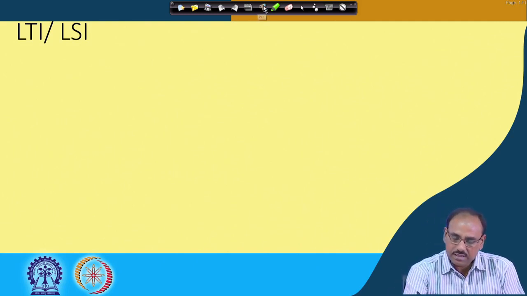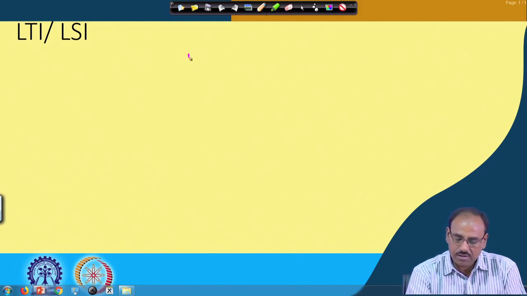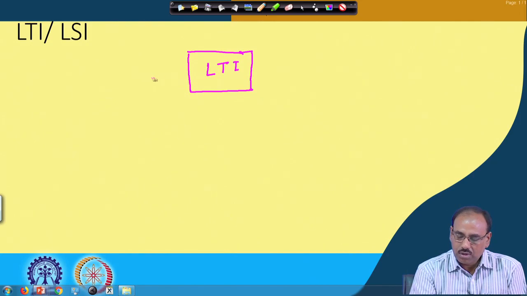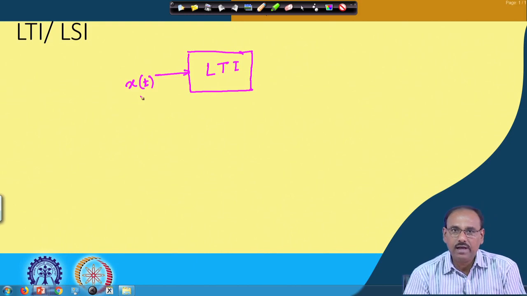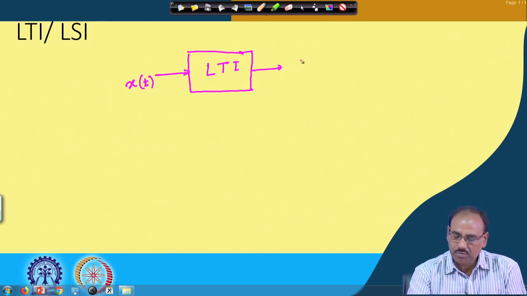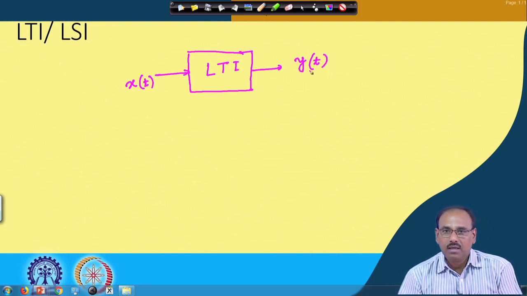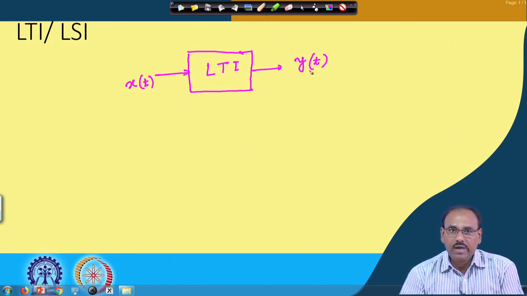So, given any system, let me just draw it as a box. This is my system which I am terming as linear time invariant or LTI system. So, if we give an input signal say x(t) to this LTI system, the output of it will be given by signal y(t). When I talk about linear time invariant, you find that there are two concepts, one is linear, one is time invariant.